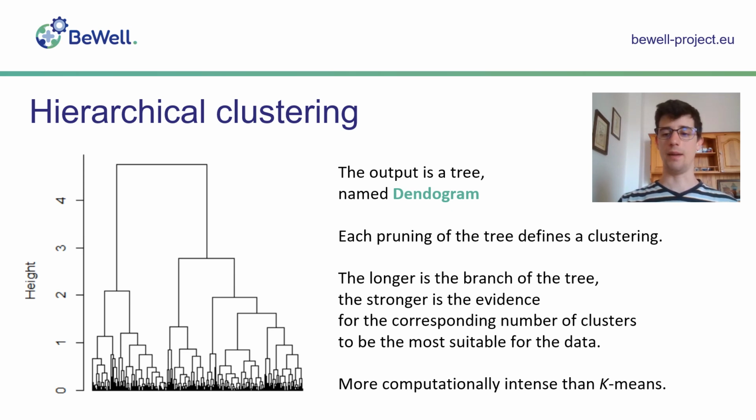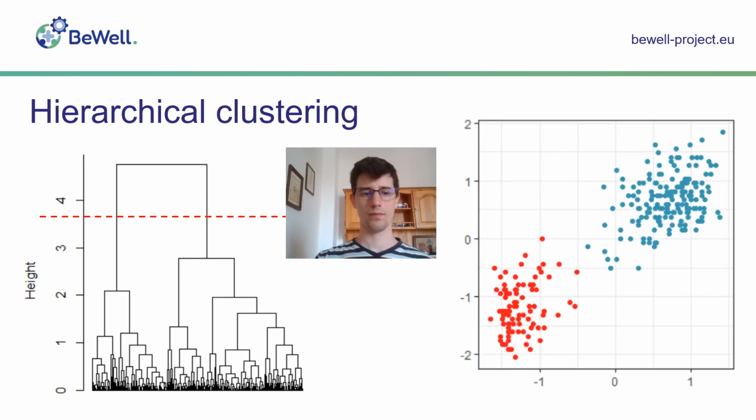Let us see together some examples to better understand. Let the red line represent the height where we want to cut the tree. By pruning it in that spot, we would only select two clusters because the red line intersects two branches. This is the most suitable partition for our data because the branches are the longest of the tree. Indeed, this is a very similar partition to the one we obtained using k-means for k equal 2.